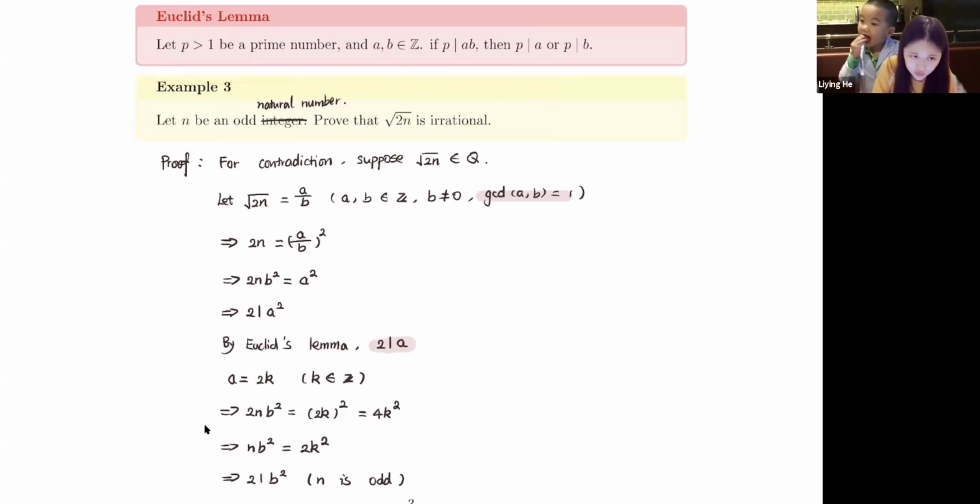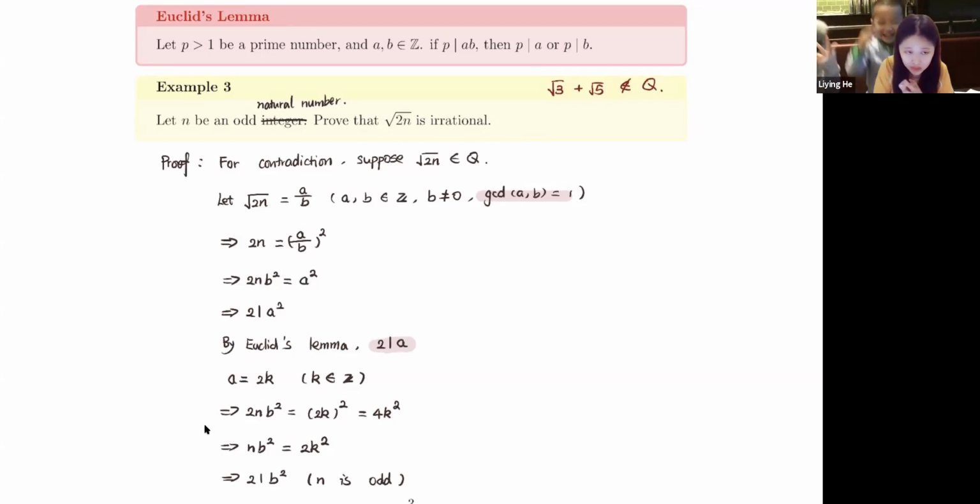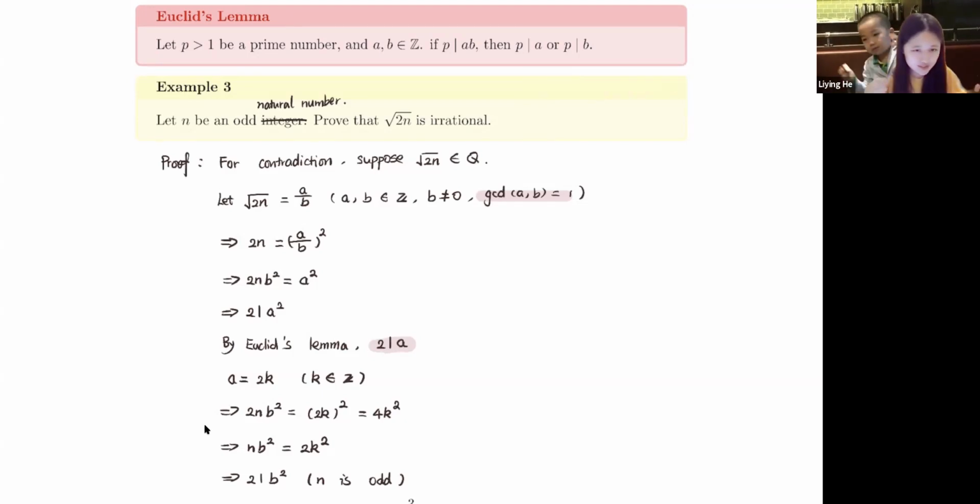They might not just give you something simple like this. They might ask you to show another number is irrational, for example, show that square root of 3 plus square root of 5 is irrational. Or they can give you something really weird, so be prepared. Actually, they never give you something like this, but since it's online, things might change. There's a really low chance, but it's still possible.